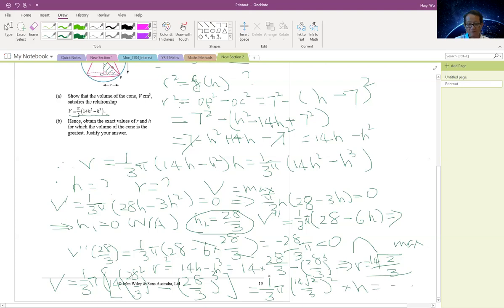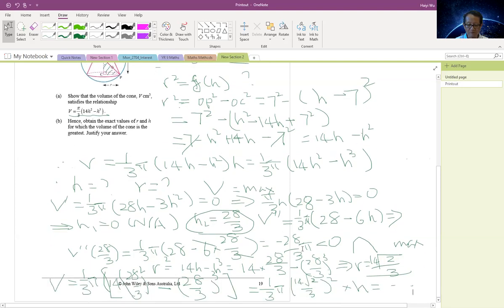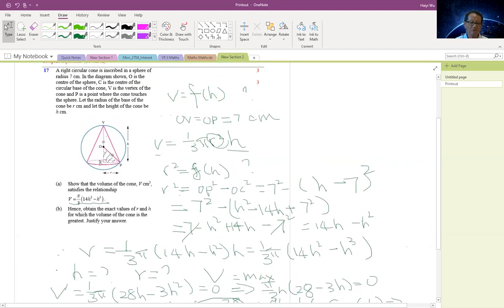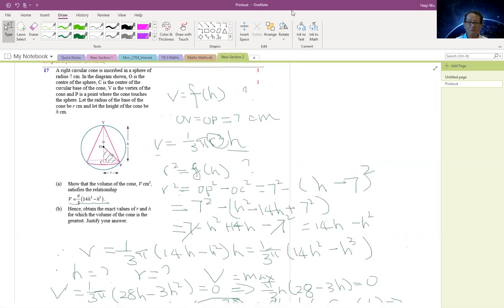So this is how you find the maximum volume. We used the second derivative to test whether it's a maximum or minimum, and also used the relationship between r and h to solve this volume against h. Thank you for watching, and see you next time.